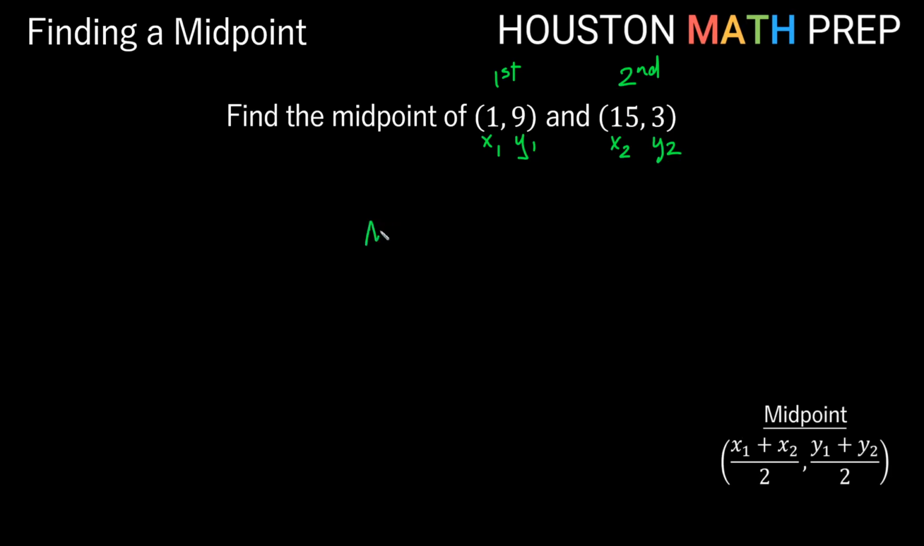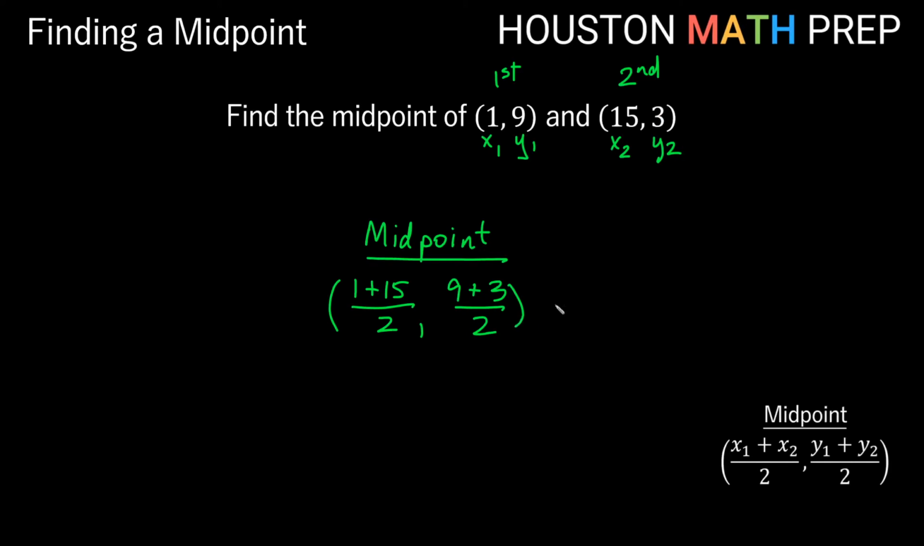Now if we want to find our midpoint, then that's just simply going to be writing an ordered pair using this formula. x1 plus x2 over 2 will be the first component. So we'll have x1, which is 1, plus x2, which is 15, divided by 2. And then for the y coordinate, we'll have y1 plus y2 divided by 2. y1 is 9, plus y2 is 3, divided by 2. And we'll just do some simplifying. So I get 1 plus 15 on top there.